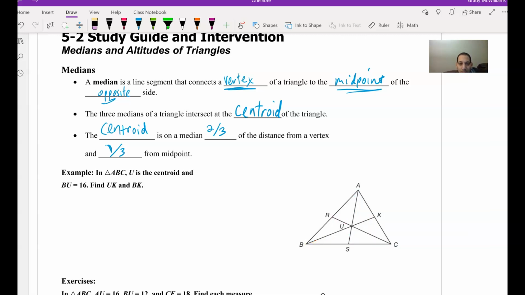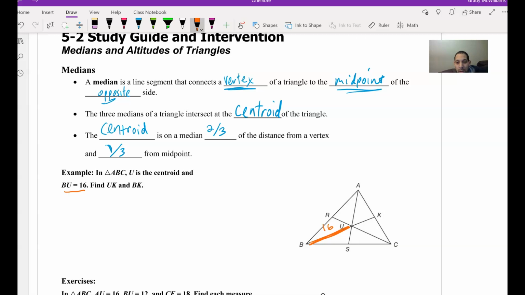Okay, so in this example, it says BU is 16. So BU is 16 right there. Find UK, this section, and find BK, the whole thing. Okay, so if you understand that they're talking about 2/3 and 1/3, that's basically the key to all of this. So BU, once again, is 2/3, and it's worth 16.